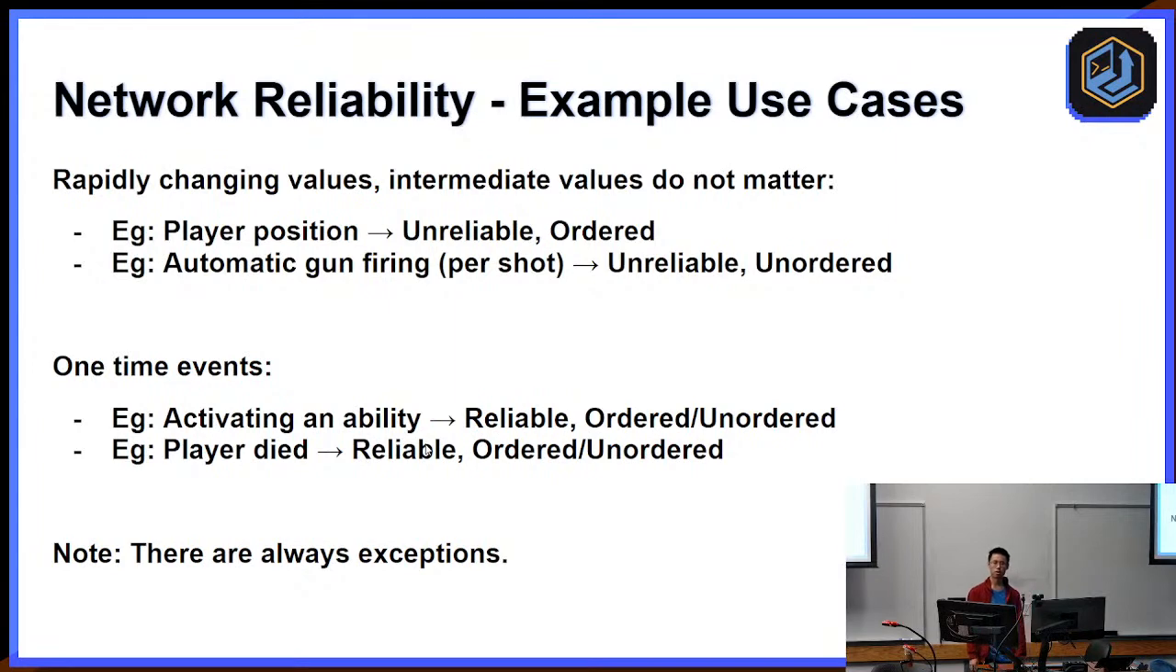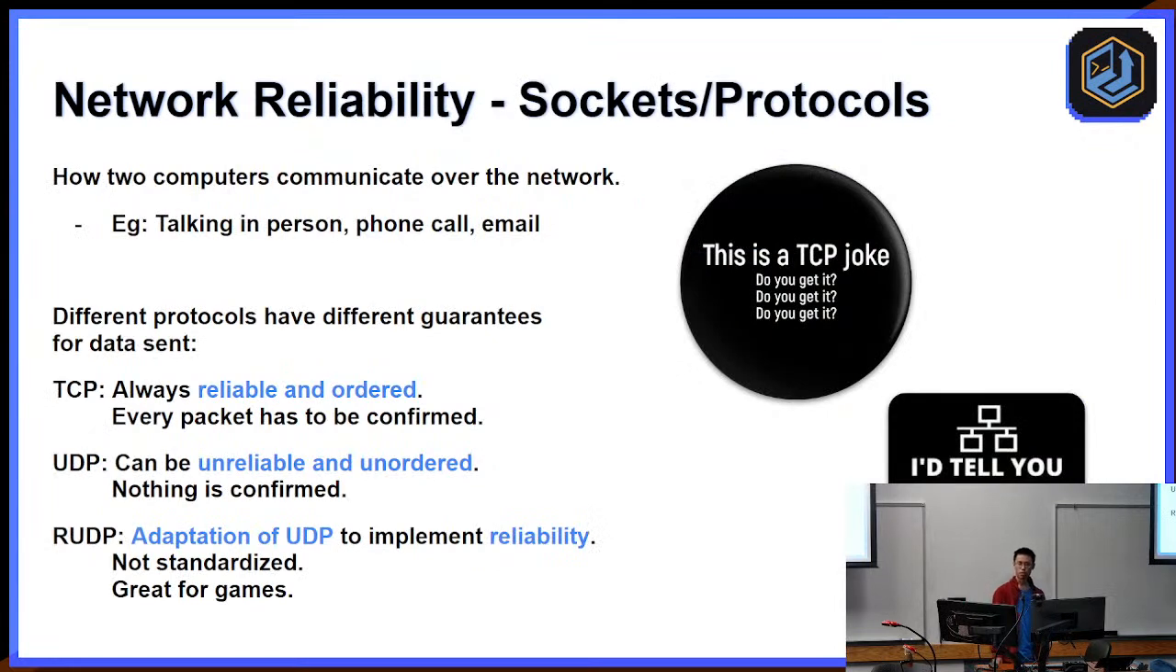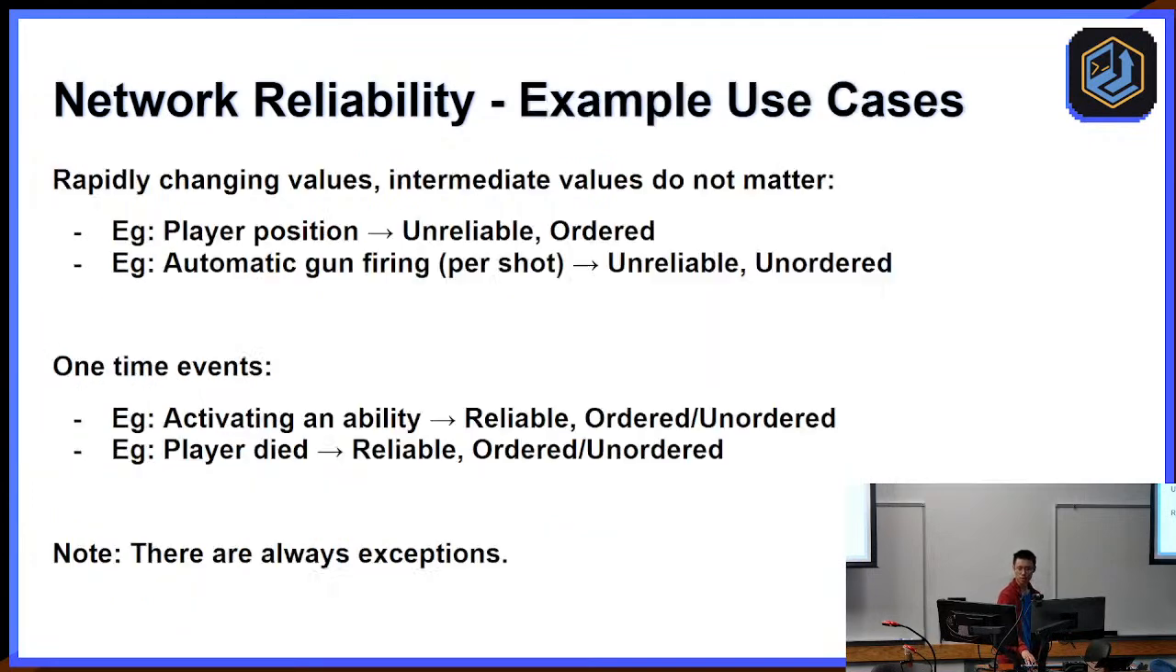So, example use cases of network reliability. These are actually handled by frameworks. I should probably mention that the reliability is handled by frameworks, and you have the option of sending unreliable packets and reliable packets at the same time. So it's usually not a thing that you have to implement yourself with frameworks.